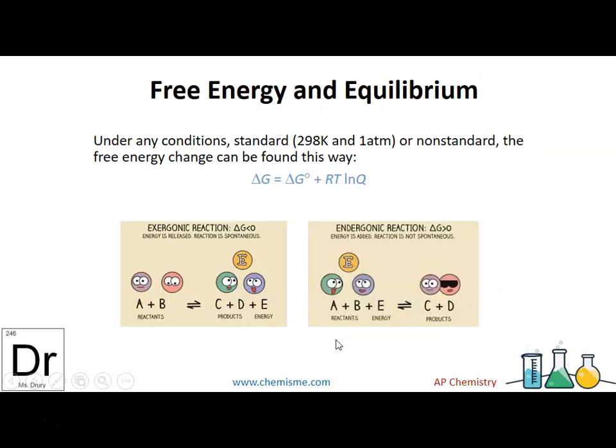Under any conditions, like 298 K and 1 atmosphere are standard conditions, but if you don't have standard conditions, you can fix it using delta G at any condition is equal to delta G at the standard condition, notice the little degree sign, plus R T ln Q. Finally, we get to talk about the R that is not 0.0821. The R that we're talking about here is the 8.314 value that's in joules per mole Kelvin. And then ln Q is the natural log of the products over reactants.